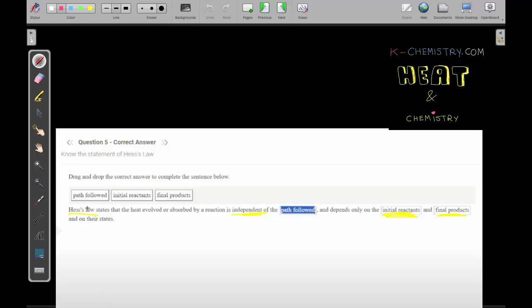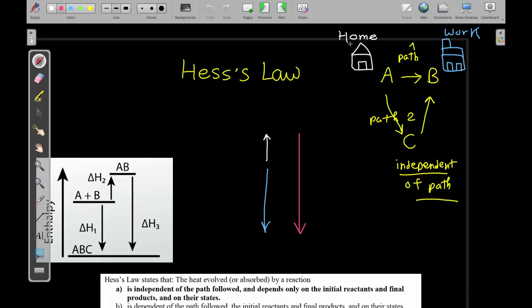What about Hess's law? Hess's law is telling you that going from your home to work, from point A to B, is the same as going from A to C and then C to B. It doesn't matter what path you take. It's independent of the path. The path is not important, path 1 or path 2. You go from here to here, or you go from here to here, it is the same thing. This is what Hess's law is telling you.